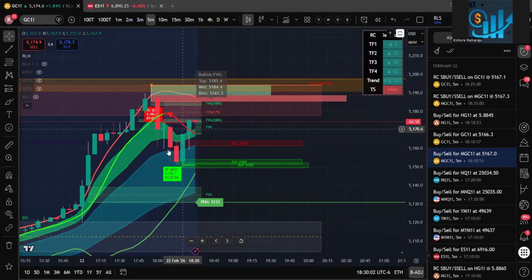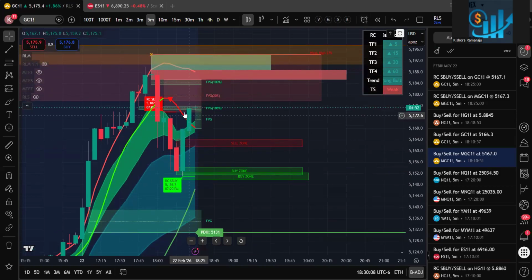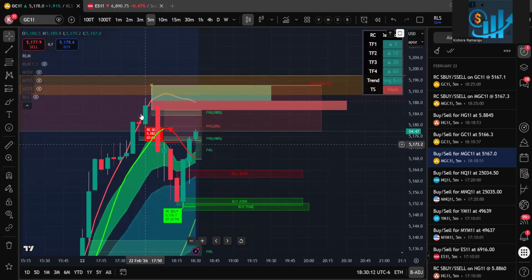So now you can see that already it went nearly 20 points up. So it will go all the way to 5180 plus. So you got a small pullback and then it started going up. So if you are trading in a personal account, this is nearly already $1,000, $2,000.